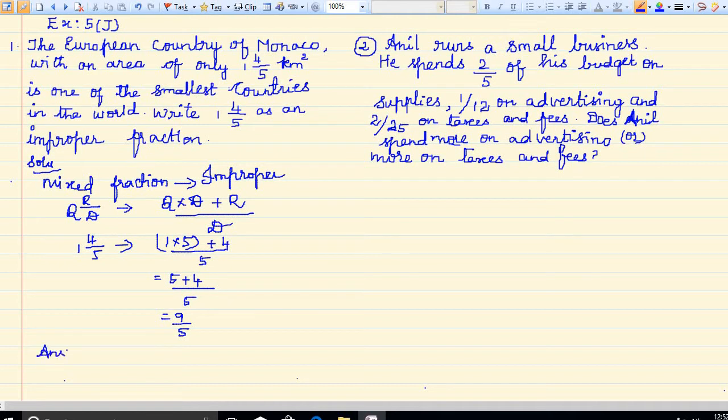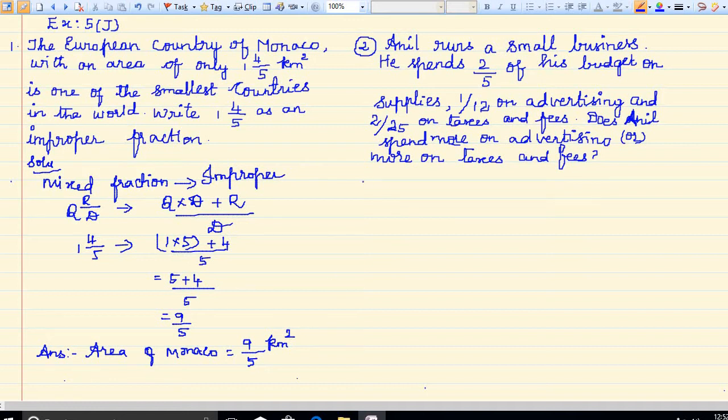Now I can write the answer. Area of Monaco in improper is 9 by 5. Write the unit. See, in the question they have given the unit as kilometer square. So for that I am writing the unit kilometer square.